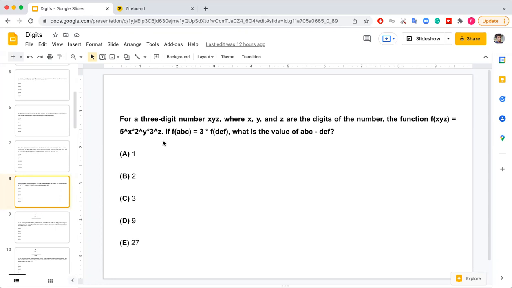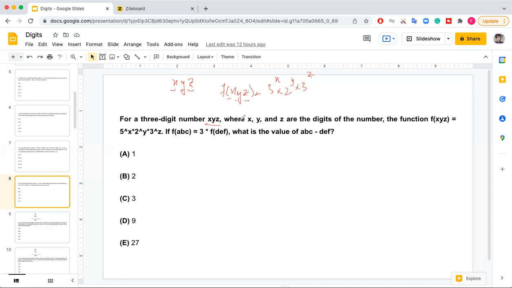Okay, so the question is saying, for a 3-digit number xyz, this is the unit, tens, and hundreds digit of the number, we have given the function f(xyz) is equal to 5 power x into 2 power y into 3 power z. So whatever values we have here are the exponents of 5, 2, and 3 respectively.